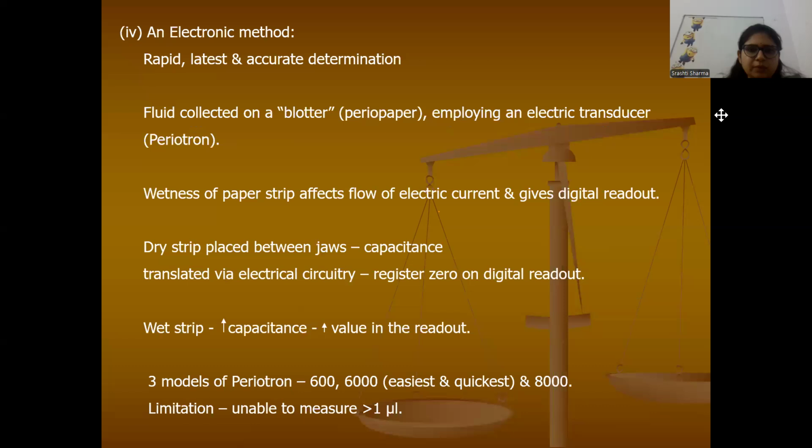Dry strip placed between jaws, that shows capacitance, translated by electrical circuit, it registers 0 on digital readout. So wet strip, that means increased capacitance and increased value in the readout. So, three models of Periotron, that is 600, 6000, and 8000 were taken. Limitations: unable to measure less than 1 micron depth.